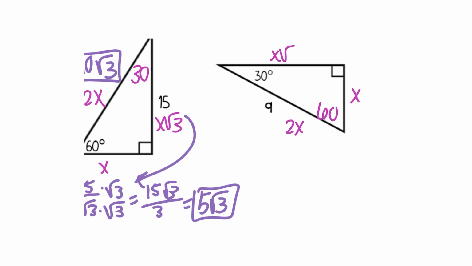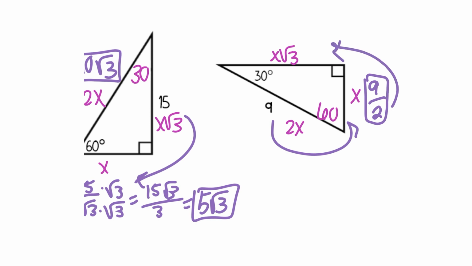In this last example, we have a hypotenuse of 2x. We need to divide the 2 out to get our short leg, which is just 9 halves. I tell my students to leave it as an improper fraction because it's easier to do the math with. We just need to multiply that by root 3, which is 9 root 3 over 2.